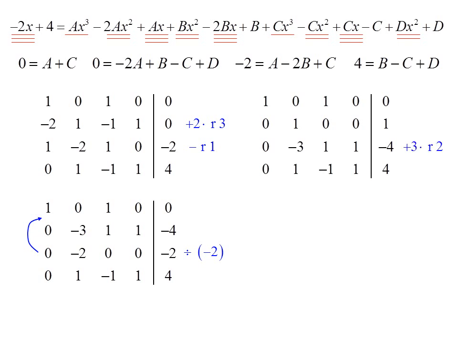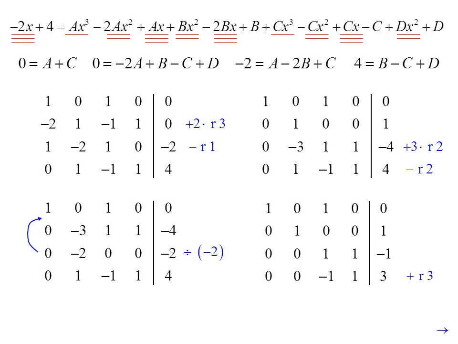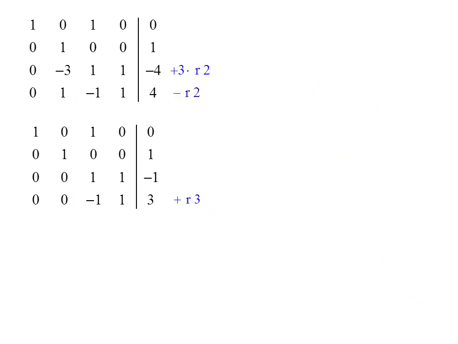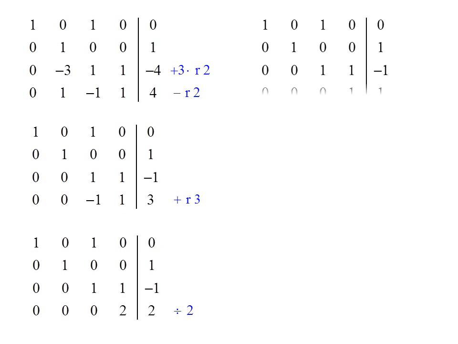Now I add 3 times row 2 here and subtract row 2 there. And finally I add row 3 here. And then divide the last row by 2. So we're partway there because we have our diagonal row of 1s.